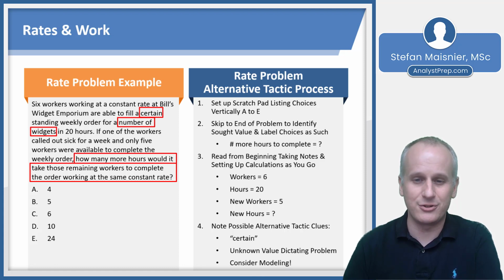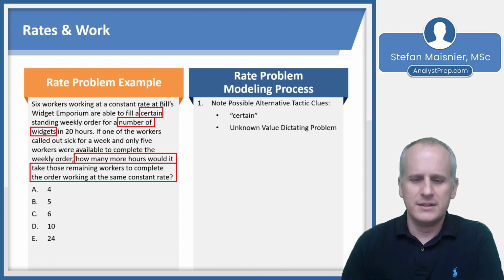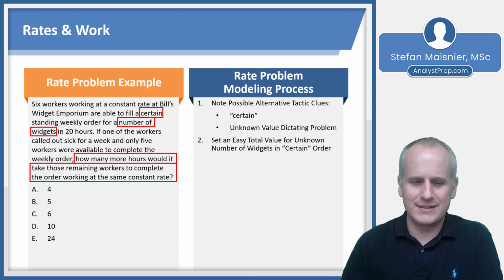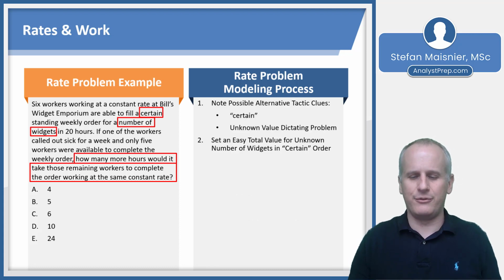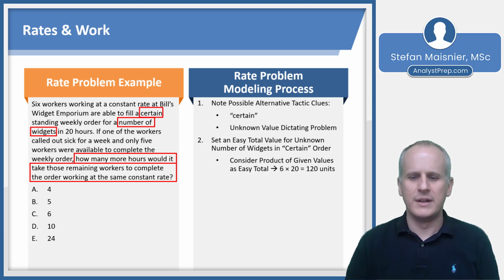So we can potentially model this with our own easy value and use that rate circle. So let's work through this alternative approach for the same problem. You're going to set an easy total value for the unknown number of widgets in that certain order. So you can consider a product of the given values as an easy total.